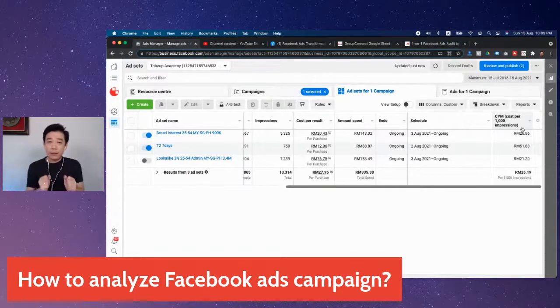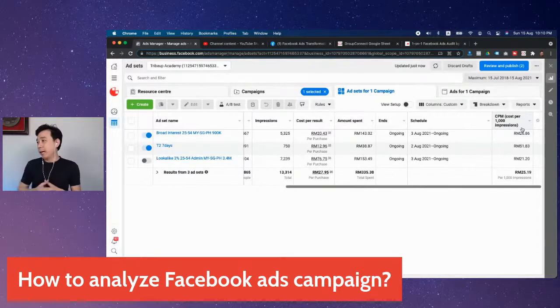Really keep a close eye on your CPM, because that is where you will look into how you can pull out the right data. CPM doesn't have a so-called cross-border or cross-industry benchmark. All you need to do is start running ads, okay? And keep an eye on the CPM.